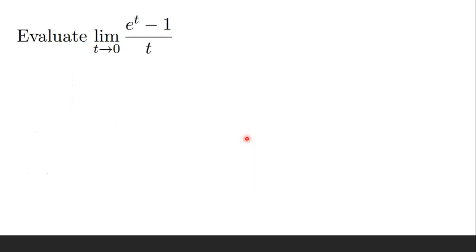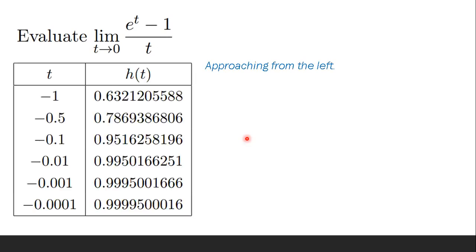Now let's have the limit of e to the t minus 1, or e raised to the power of t minus 1, all over t, as t approaches 0. Let's start with the first table, approaching 0 from the left. And this is how my table looks like. I chose t, then this is h of t.